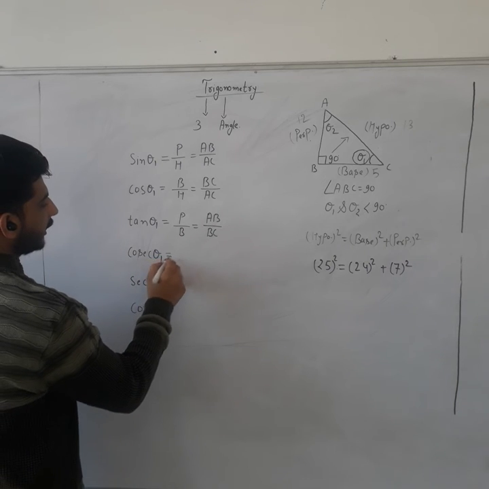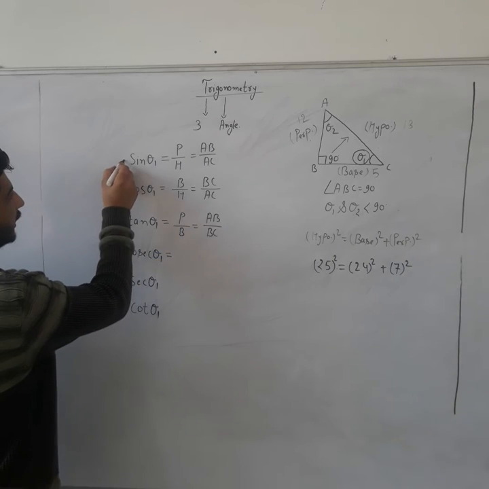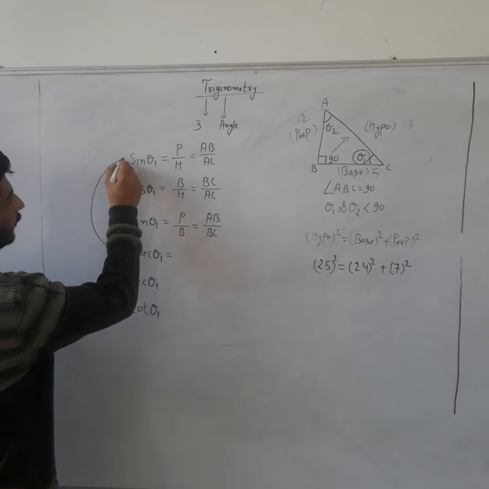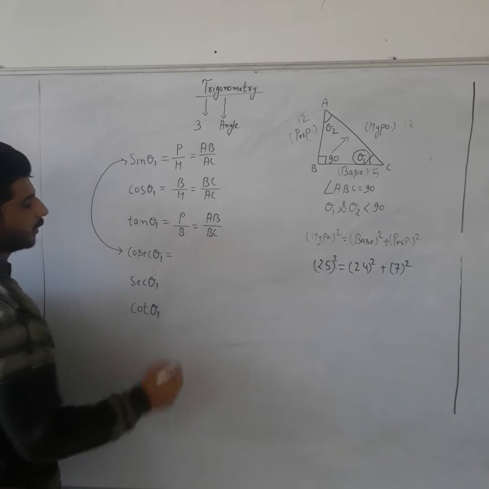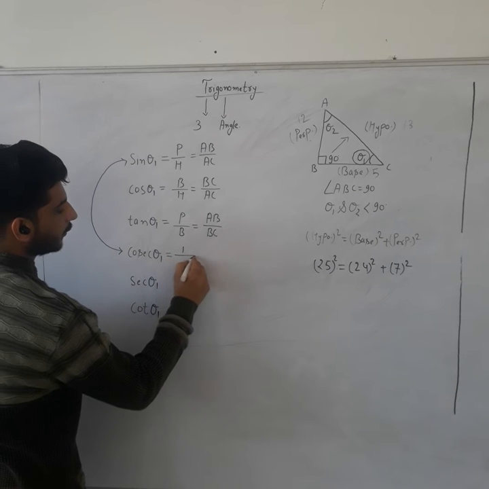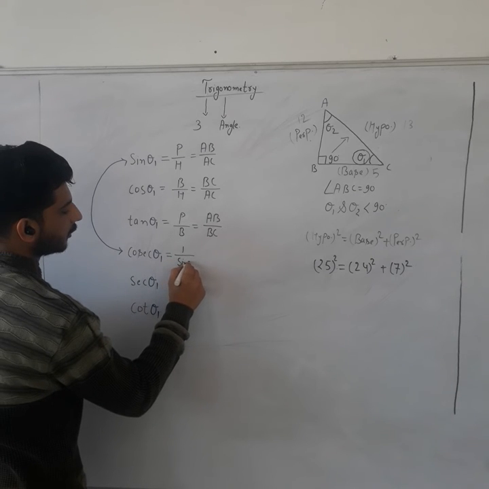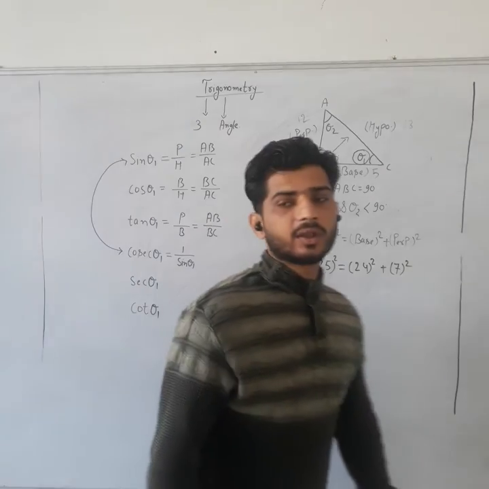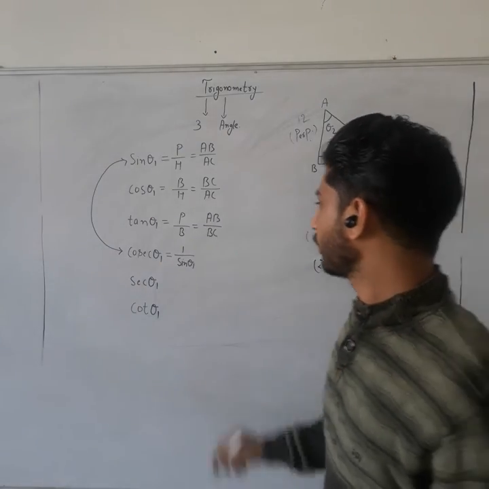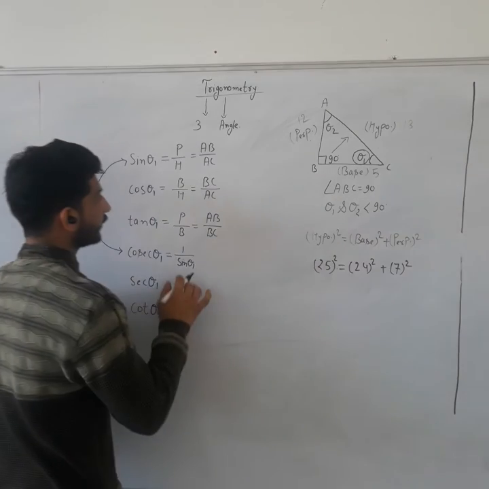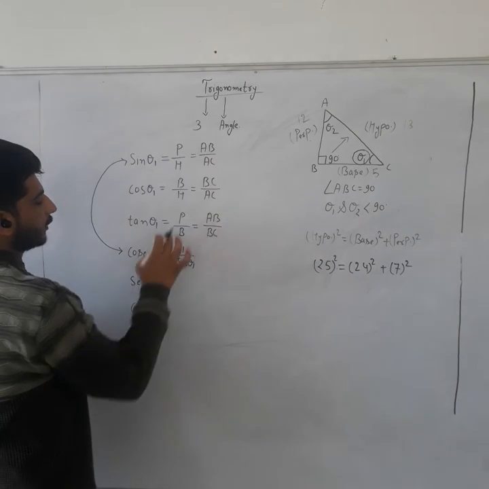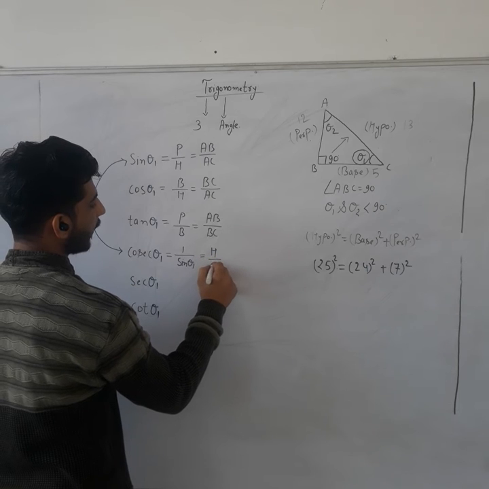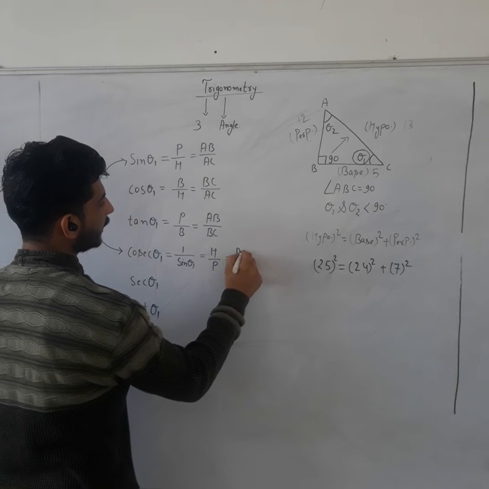Next one, cosec theta 1, that is the reciprocal of sine theta 1. These two are reciprocal to each other. Cosec theta 1 is 1 upon sine theta 1, or we can also say that sine theta 1 is equal to 1 upon cosec theta 1. So if sine theta 1 is equal to P upon H, what is cosec theta? That is H upon P. It means AC upon AB.